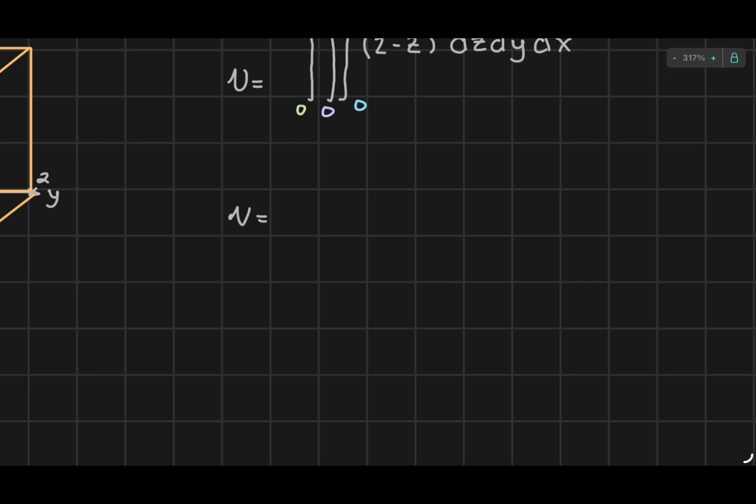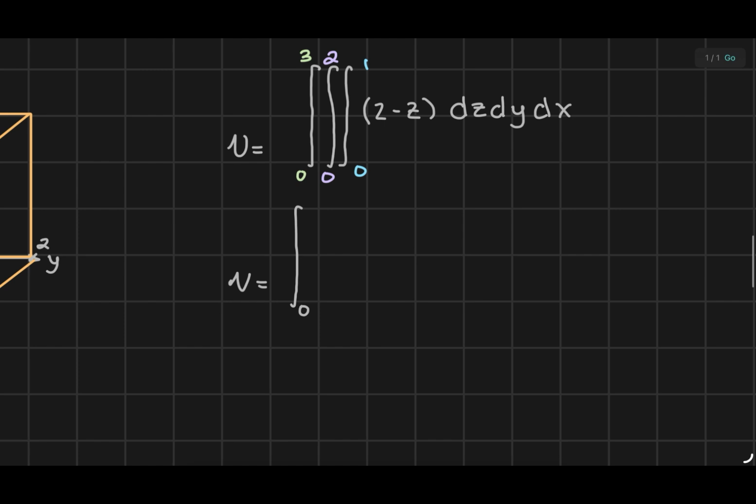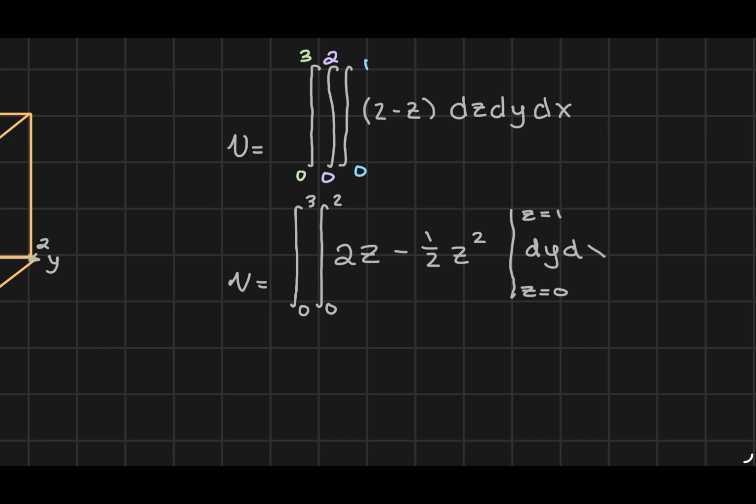Well, we're going to have V is equal to, I'm going to ditch the color coding here, the integral from 0 to 3 and from 0 to 2 of this integral right here. Well, let's just do this in our head. 2 times z, well, that's just going to be 2z minus 1/2 z squared. We're evaluating this from z is equal to 0 to z is equal to 1, dy dx.